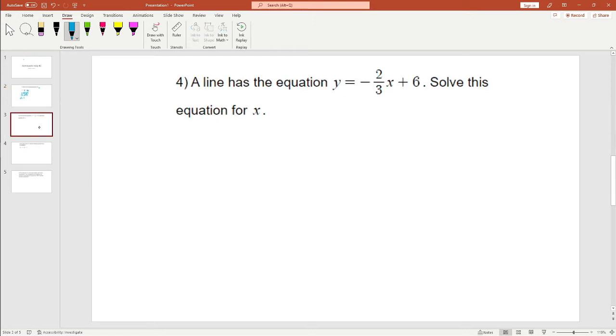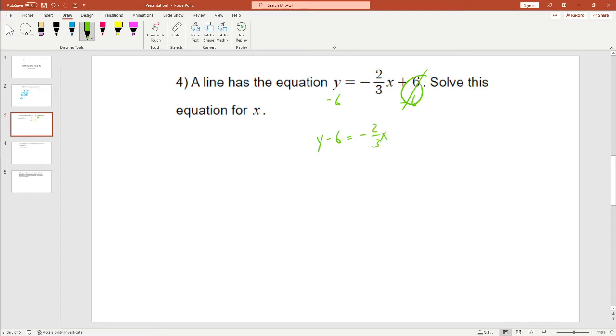This one's a little more straightforward. A line has the equation y equals negative 2/3 x plus 6. Solve this for x. Well, again, I want everything that's not x away to the other side. So I think the first thing I'm going to do is subtract 6 from both sides. Those make inverse operations. So I'm left with this new equation.